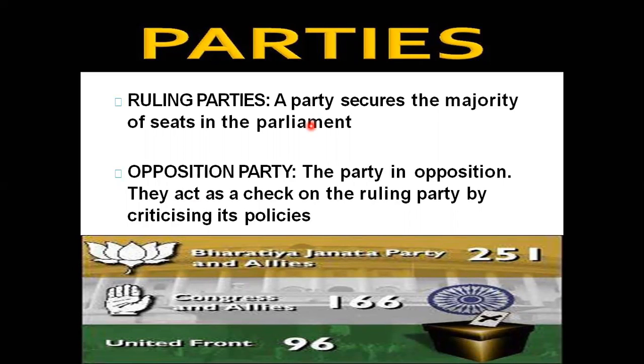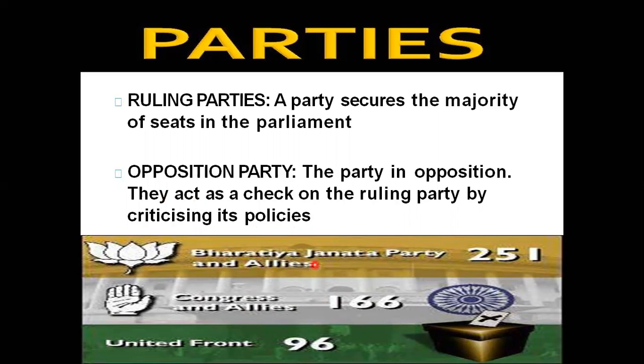Say for example, there are national parties and regional parties. For example, in Karnataka, the Bharatiya Janata Party is the ruling party and the Congress is the opposition party. In the central government also, the BJP is the ruling party and the Congress is the opposition party. Okay?